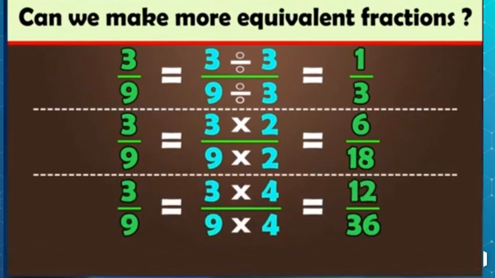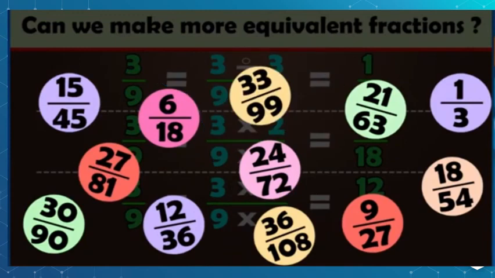So, we can make an equivalent fraction of any fraction by multiplying or dividing the numerator and denominator by the same number. And these are also equivalent fractions of 3 by 9. There are many equivalent fractions of 3 by 9. It means we can get a lot of equivalent fractions of one fraction.